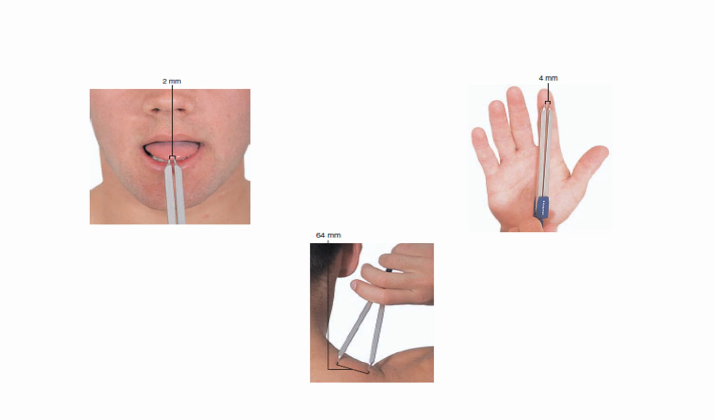So look at the sensitivity. The highest sensitivity, of course, is in the tongue and the finger. Because the shoulder, it's not so important to discriminate, or there is no need for such fine discrimination.